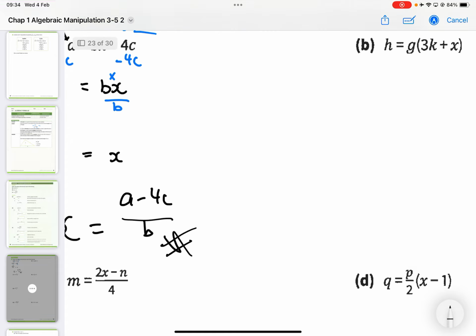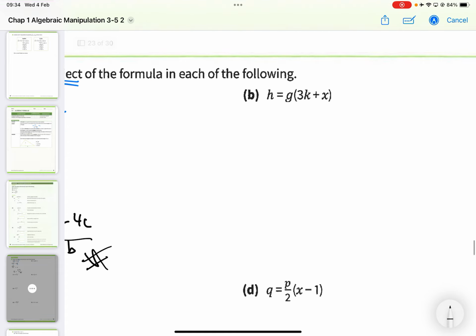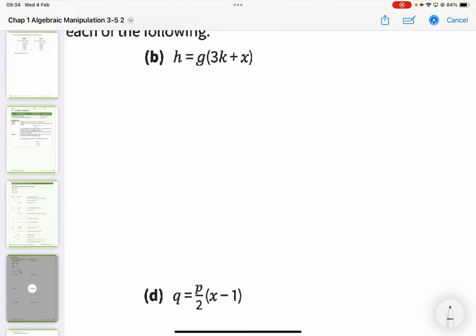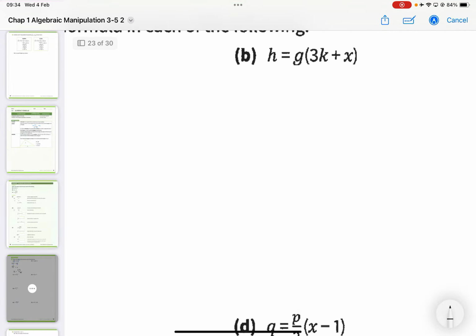Okay, so now you know the idea already. Let us look at part B. I want to make x the subject. So I know my final step, x is alone on one side. Everything else I want to put to the other side.